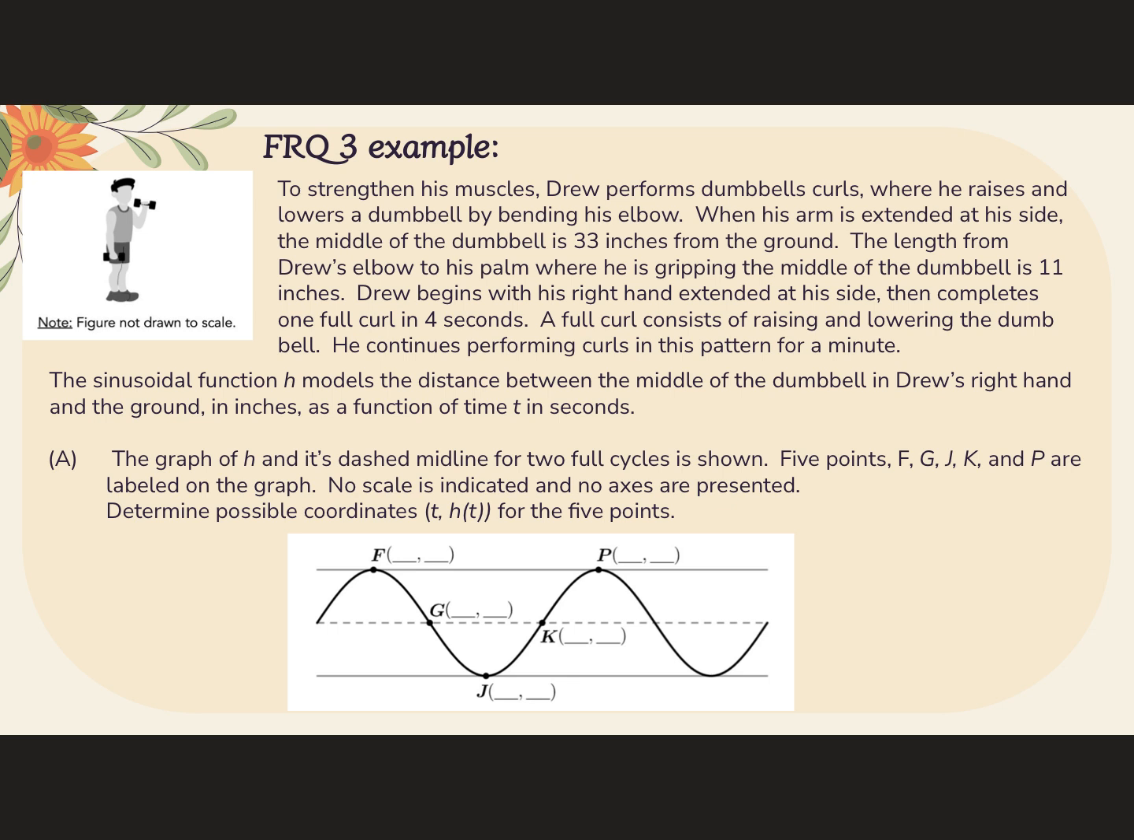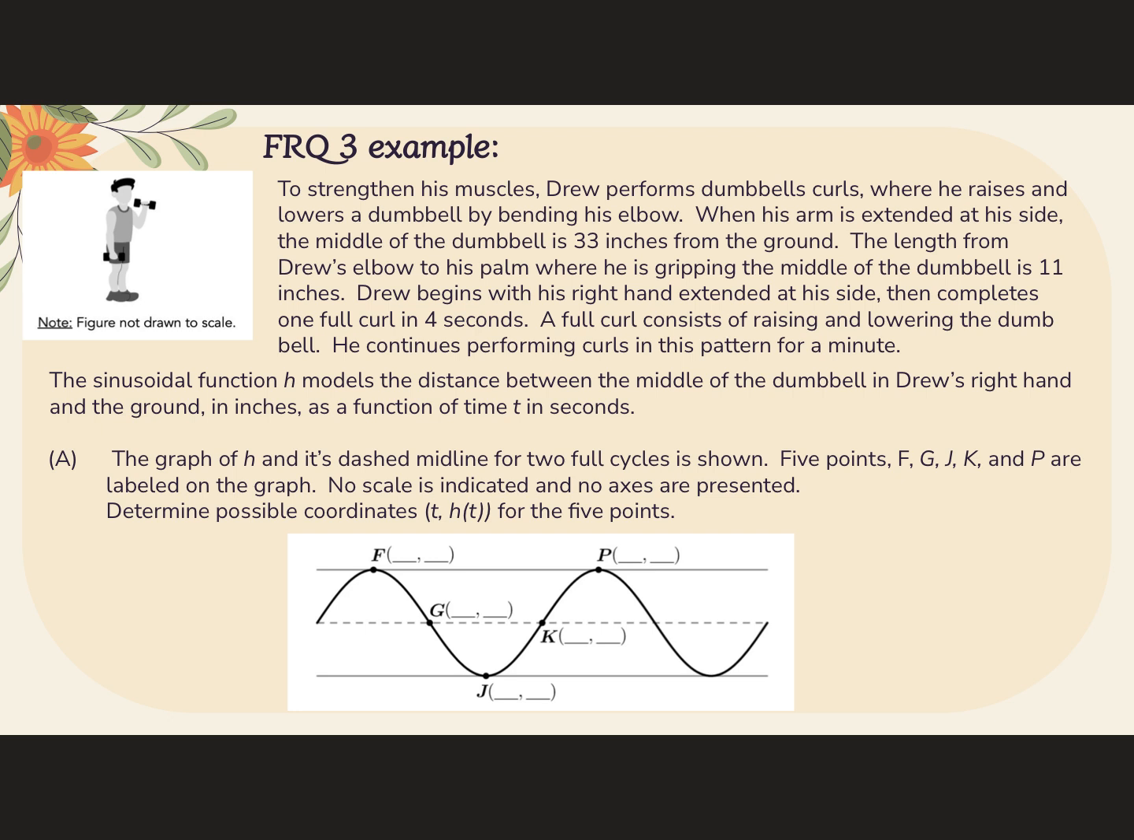Here's an example of what FRQ 3 could look like. There's almost always a figure that's not necessarily drawn to scale, and then a paragraph to start off explaining the real-world context. So here we have a scenario with a person working out. It says, to strengthen his muscles, Drew performs dumbbell curls where he raises and lowers a dumbbell by lowering his elbow. When his arm is extended at his side, the middle of the dumbbell is 33 inches from the ground. The length from Drew's elbow to his palm where he is gripping the middle of the dumbbell is 11 inches.